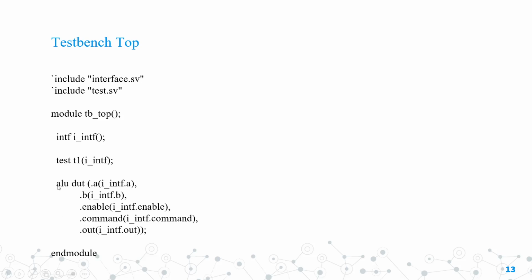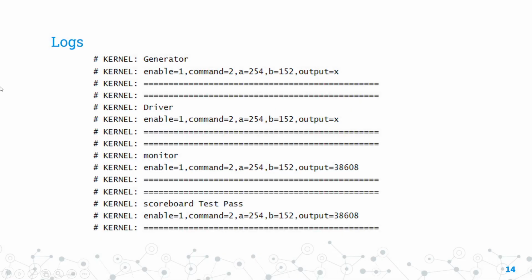And also I am instantiating the ALU design by using the name DUT, ALU DUT, and by name based instantiation I have instantiated every input and output port of the device. This is my top level test bench. These are the output logs I got from the design. I will run the design once.